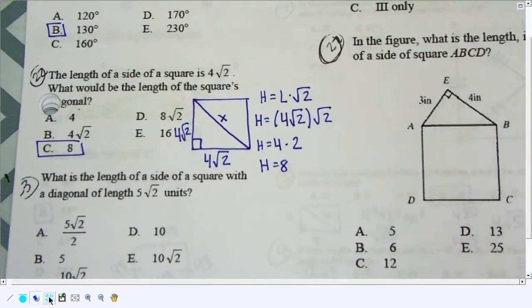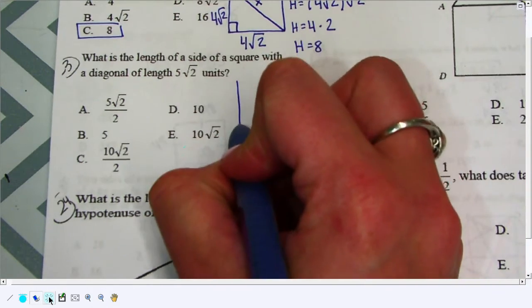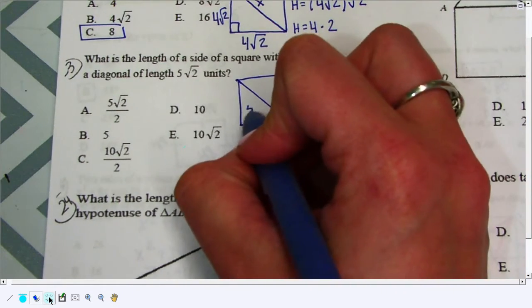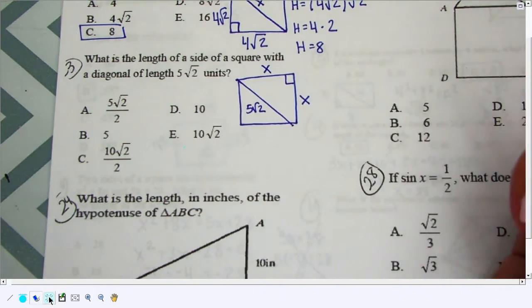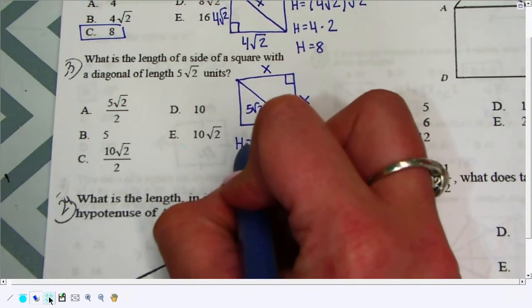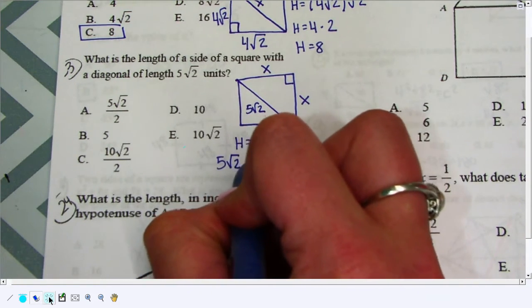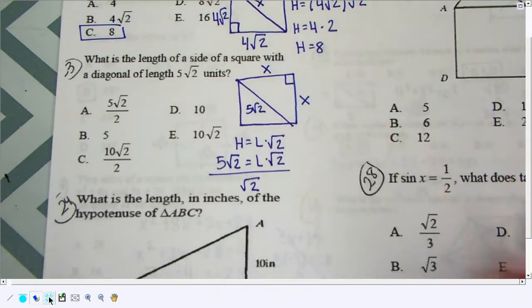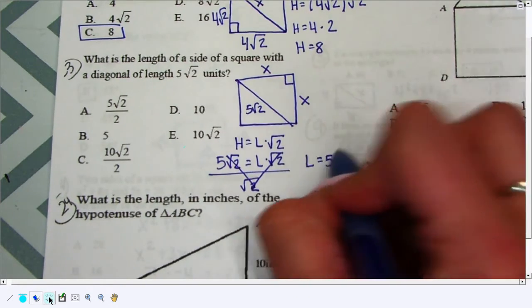All right, number 23. What is the length of the side of a square with a diagonal of 5 square root of 2? Well, I'm going to draw another square. The diagonal in this case is 5 square root of 2. We're trying to find the length of the side, which is the legs. So in this problem, the hypotenuse, again, equals the leg times the square root of 2. So 5 square root of 2 equals the leg times the square root of 2. You can divide by the square root of 2, and since you have that on both sides, they both cancel. So the leg measurement is just 5.